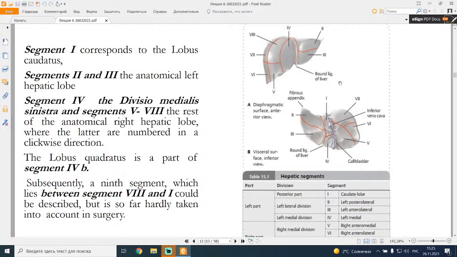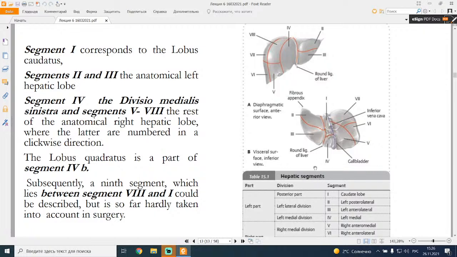Segment 1 corresponds to the lobus caudatus. Segments 2 and 3, the anatomical left hepatic lobe. Segment 4, the divisio medialis sinistra, and segments 5 to 8, the rest of the anatomical right hepatic lobe, where the segments are numbered in a clockwise direction.